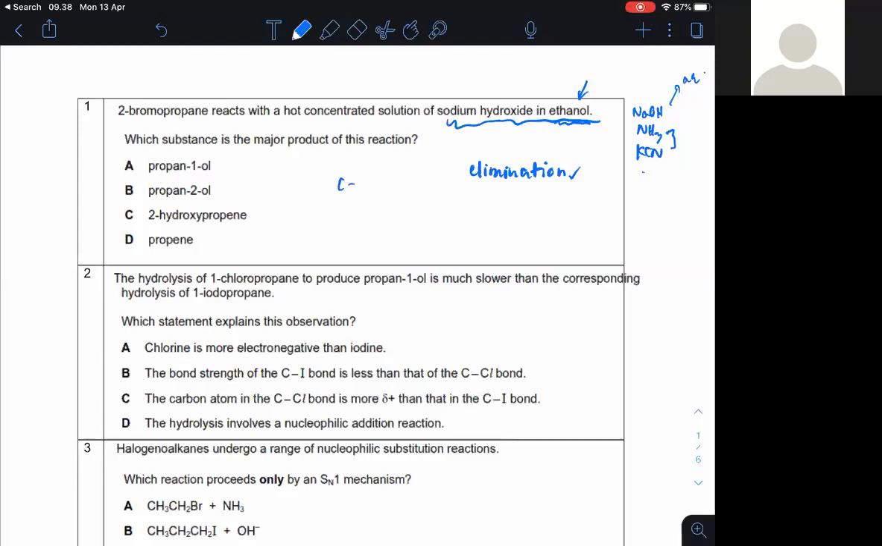So for example, propane. If you have Br over there, the HBr is going to be removed, and you are going to get an alkene. Here they're asking you what you get. What you get is going to be propene. Take note of this.